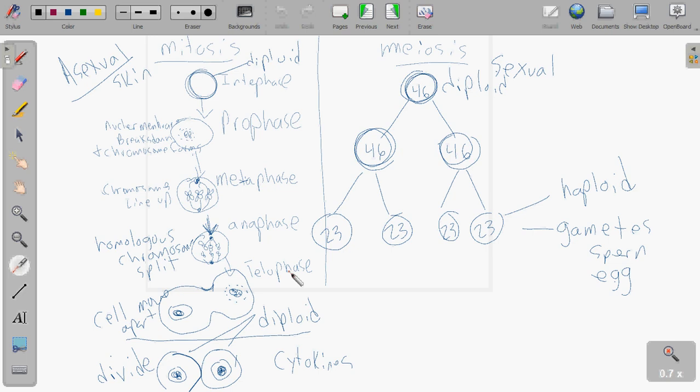Meiosis happens twice. So you start with a diploid cell, and you get two cells after meiosis 1, and then in meiosis 2, you end up with 4 haploid cells, and those cells would either be gametes, either sperm or egg.